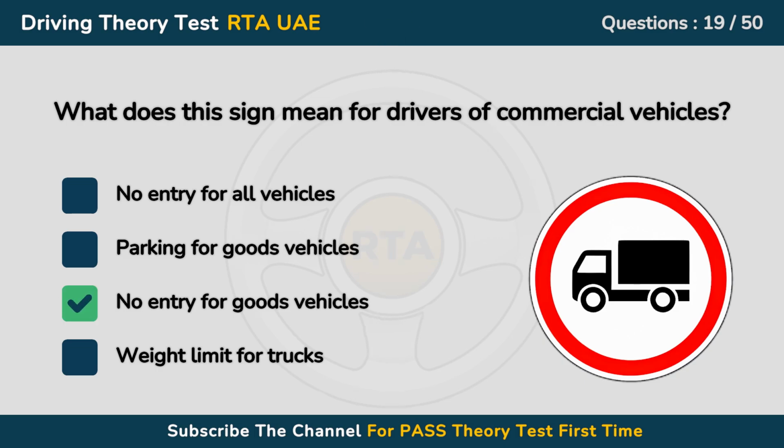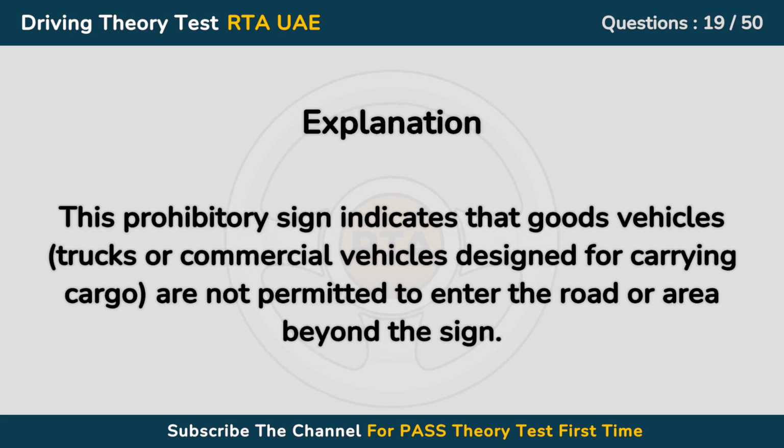Answer is C. No entry for goods vehicles. This prohibitory sign indicates that goods vehicles, trucks, or commercial vehicles designed for carrying cargo are not permitted to enter the road or area beyond the sign.